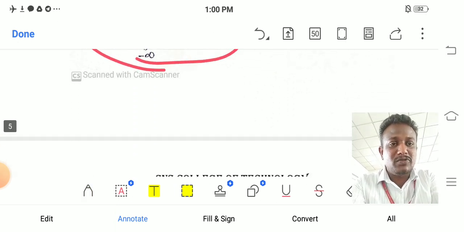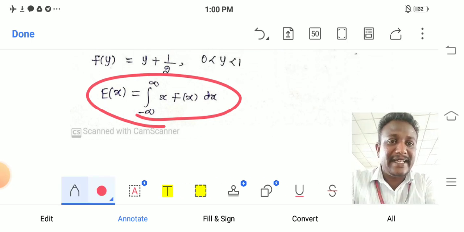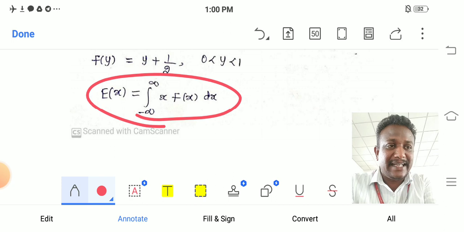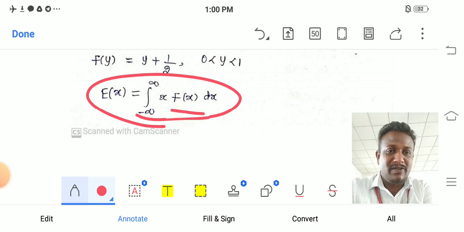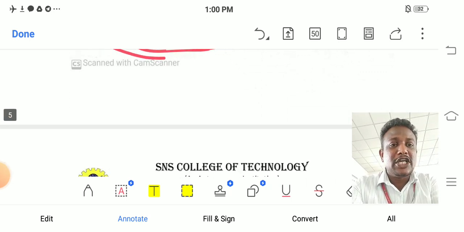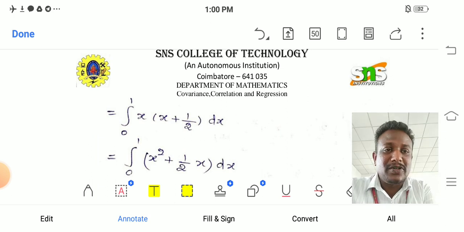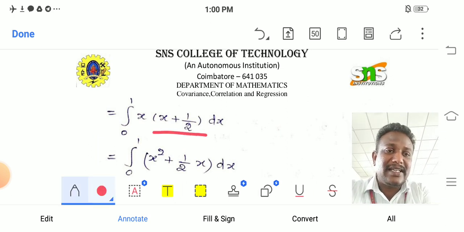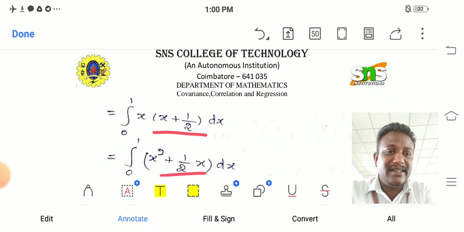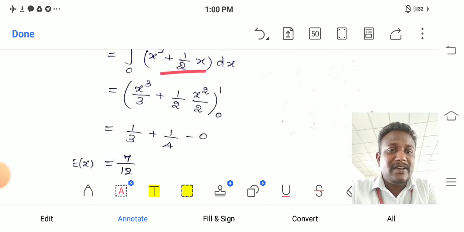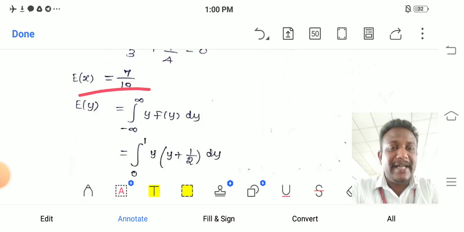Now let us move to substitute all the results. In this formula, to get E of x, what are the things that you need to know? You need to know what is f of x. You know very well what f of x is. f of x is nothing but the marginal distribution function of x. So just write what f of x is, then simplify it, then take integration. After integration you will get E of x. Similarly, you have to find E of y.